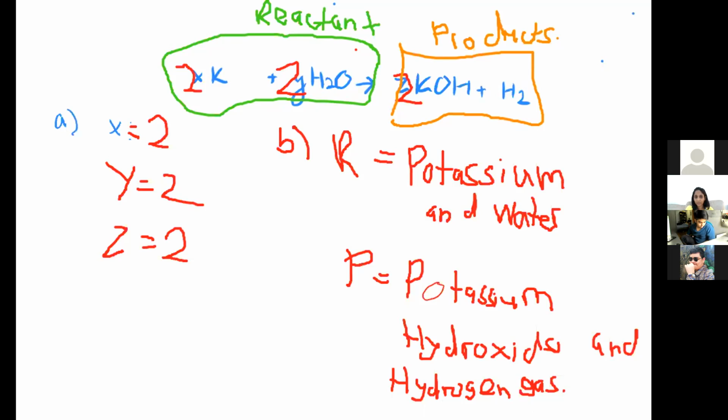Just want to double confirm because I'm a bit confused here. For my reactants, I put potassium metal and water molecule. For my product, I say potassium hydroxide solution and hydrogen gas. Okay, you will not get it wrong, but I think it's unnecessary.